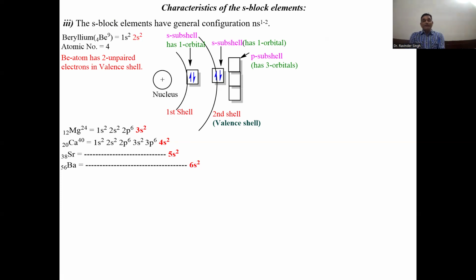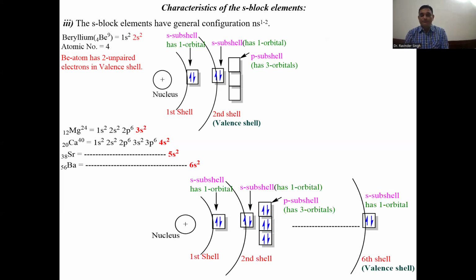An examiner can ask a question like: write only the valence configuration. Valence means you don't write the inner shells or subshells, just the outer one. You can write the full configuration in rough work and then write only the valence one. Write only what the examiner asks, not the excess. So the valence configuration for calcium is 4s2, for strontium it is 5s2, and similarly for the next element, barium, the valence configuration is 6s2.